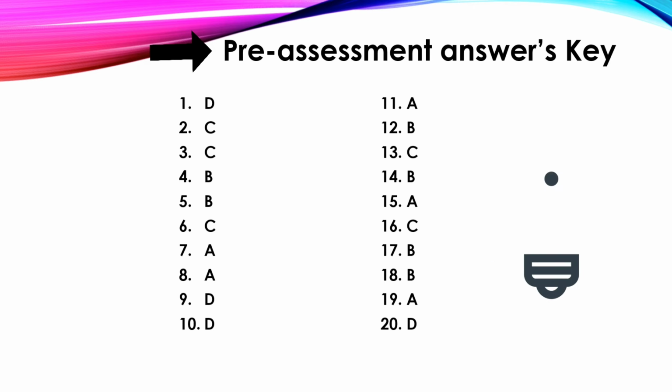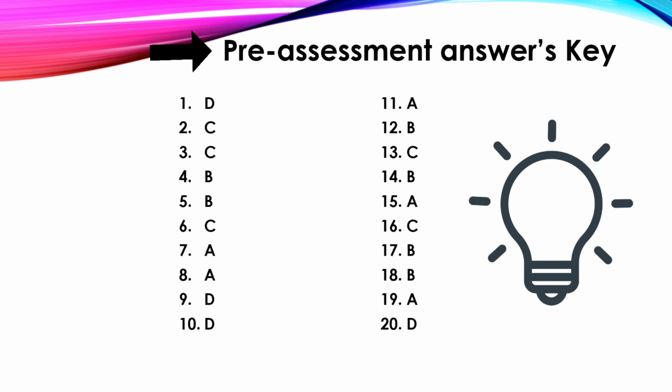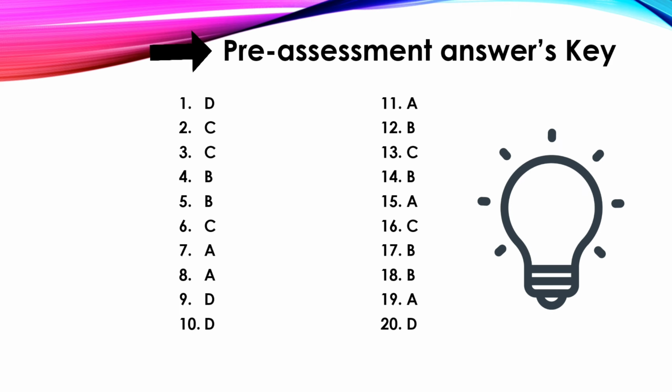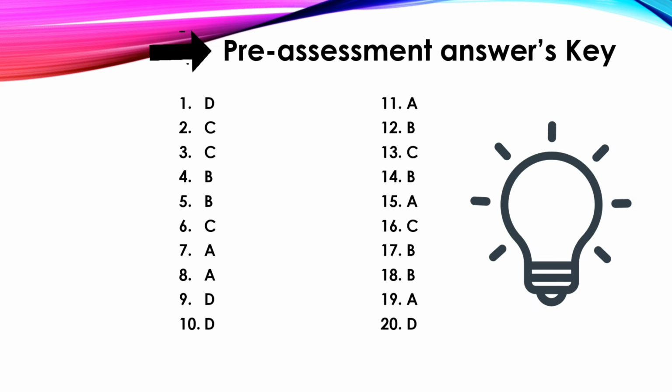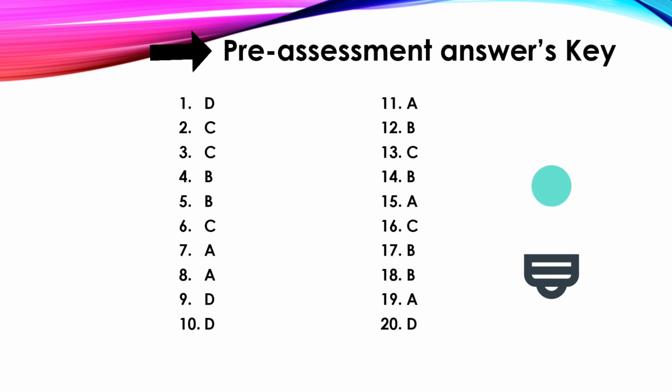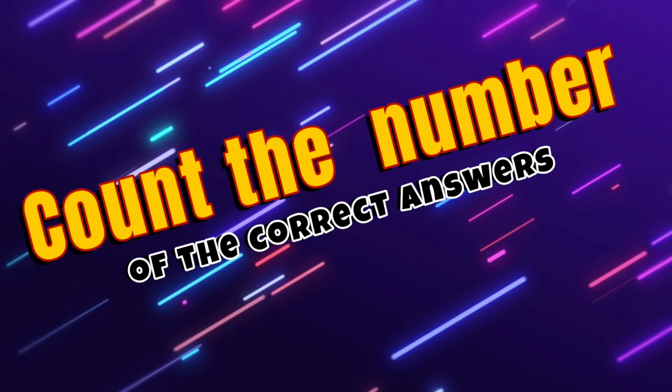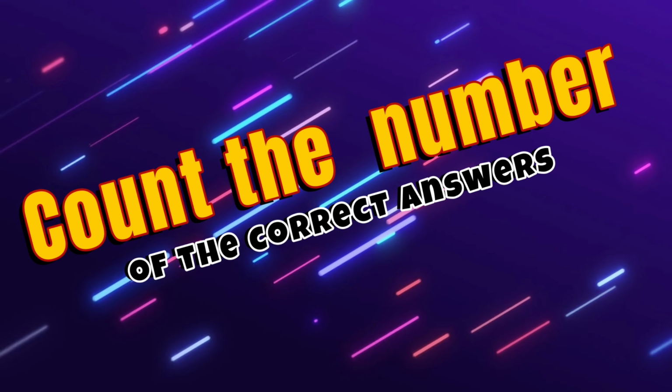11, A. 12, B. 13, C. Number 14, B. Number 15, A. 16, C. 17, B. 18, B. 19, A. And 20, D. Now, count the number of correct answers. Write your score in the upper right portion of your paper. You did it!